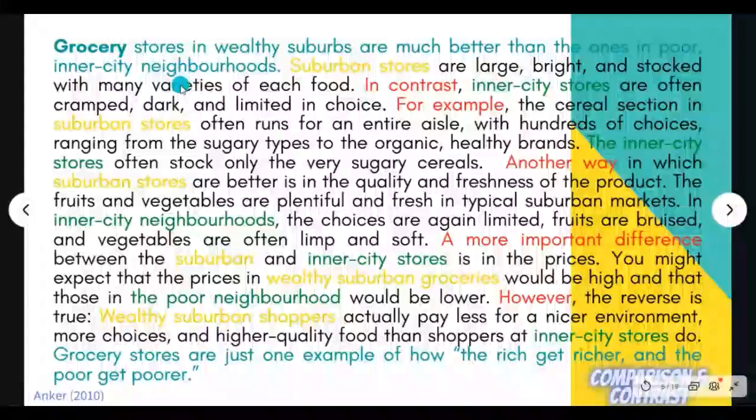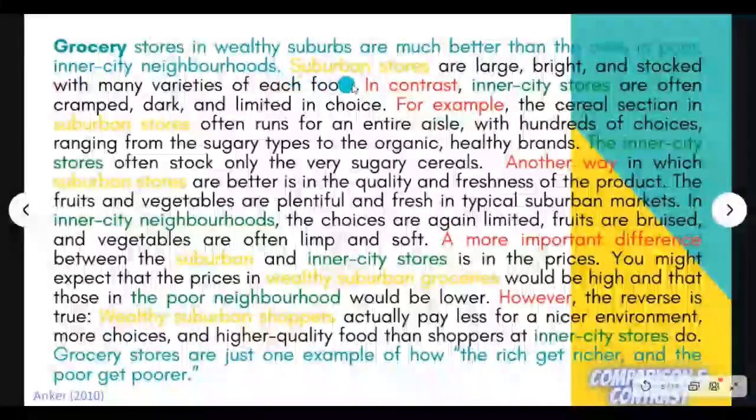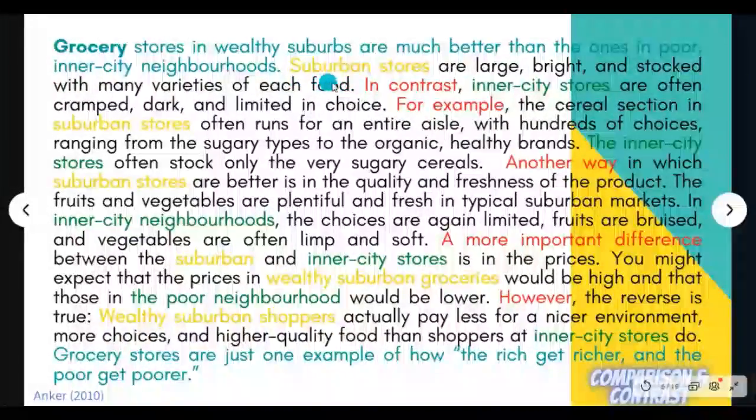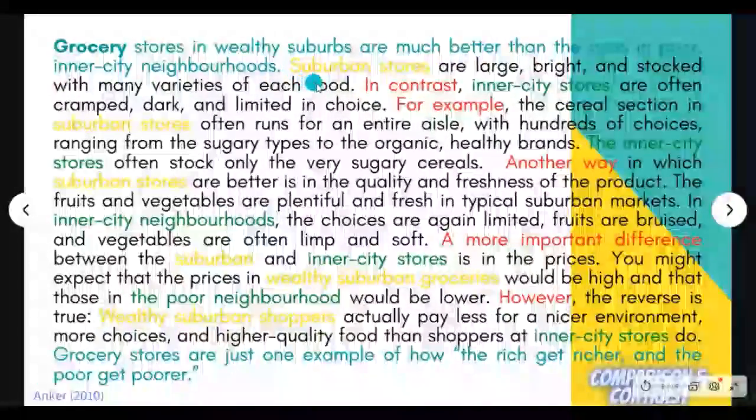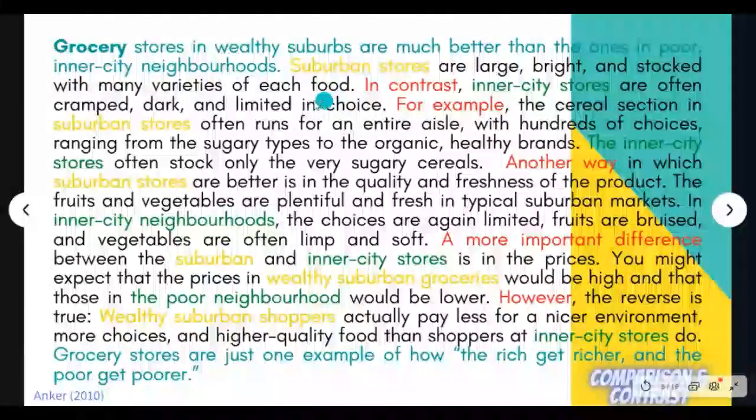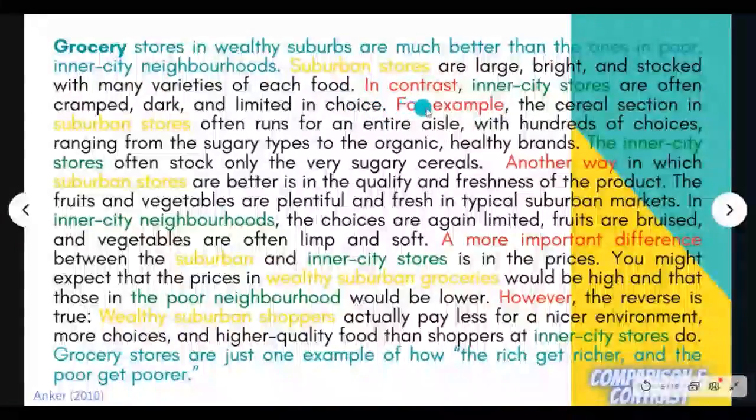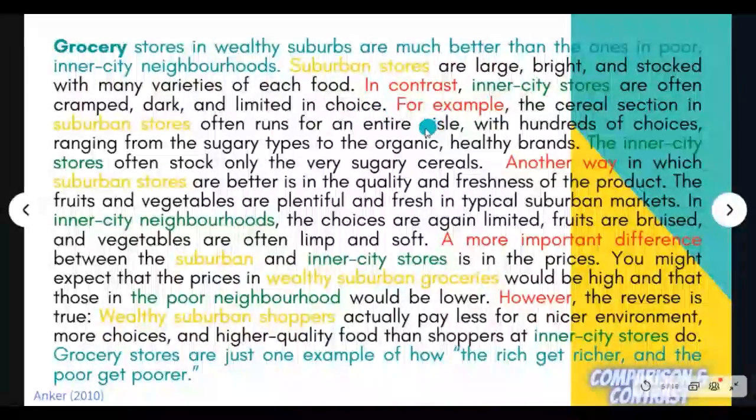And then because this is a compare and contrast paragraph, there should be something to contrast. What is to contrast or to compare? This is indicated by words in yellow and in green. Let's read the second sentence. Suburban stores are large, bright, and stocked with many varieties of each food. In contrast, inner city stores are often cramped, dark, and limited in choice.